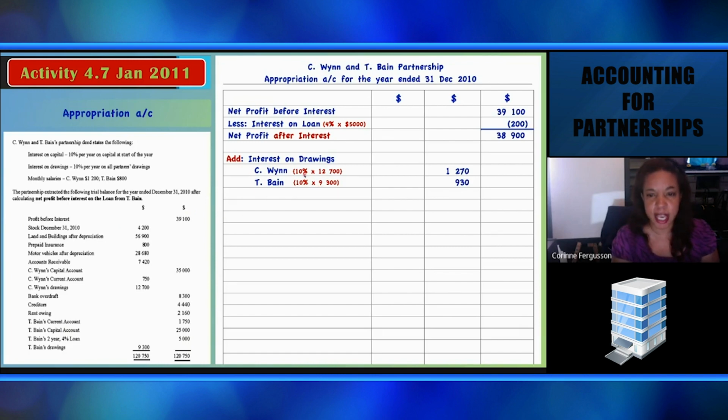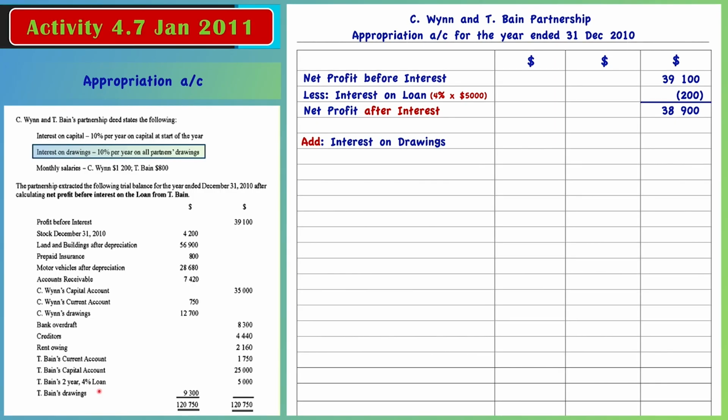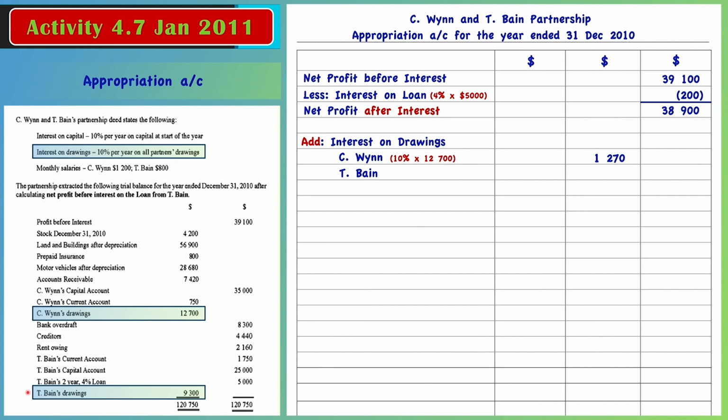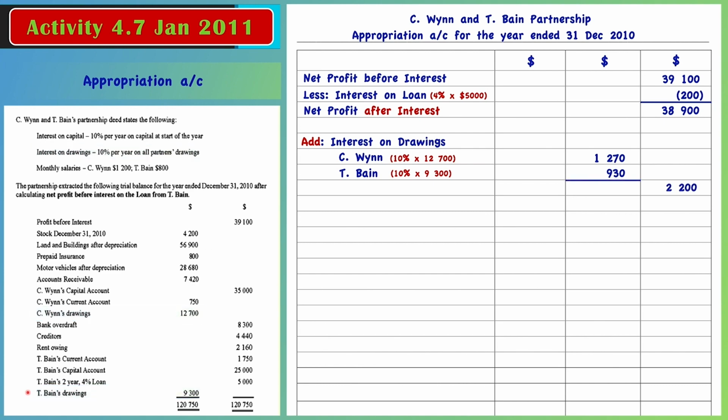Okay, so this is 10% of the 12,700, 10% of the 9,300, which would be your drawings. So your interest on drawings, 10%. You look for drawings. You see C-Win's drawings, 12,700. So that is why it was 10% of 12,700. T-Bain, you look for his drawings down here, 9,300. That is why we have it as the 9,300. Have your interest, put your total there.